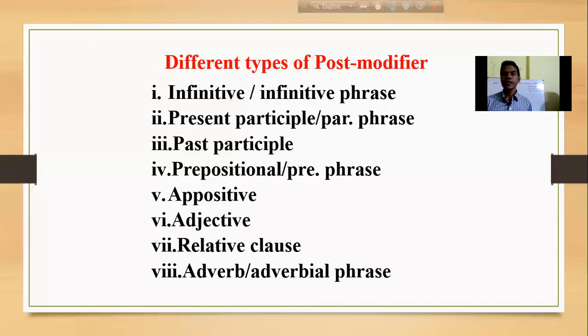Infinitive, the formation or structure of infinitive, is to plus the base form of the verb. If you are asked to use an infinitive as post modifier, you have to use to plus base form of the verb. But if you are asked to use infinitive phrase, then you have to use to plus the base form of the verb, and you must add something with that very infinitive. See the example.